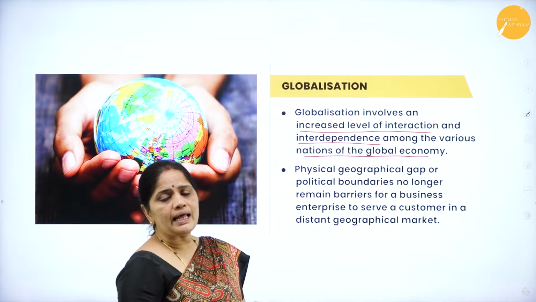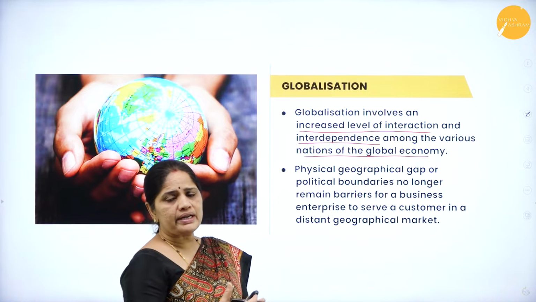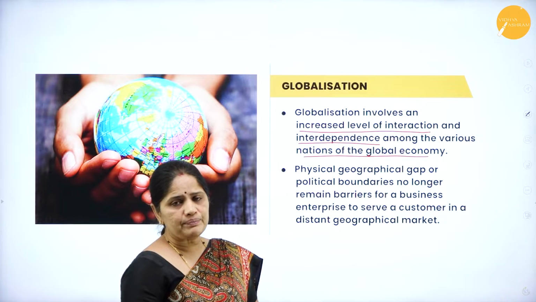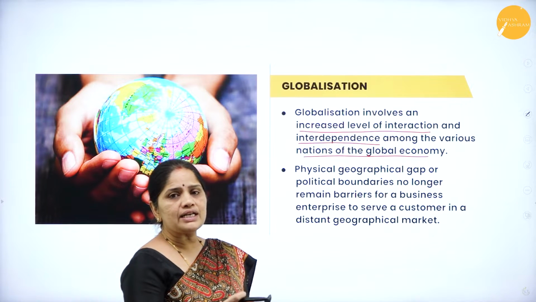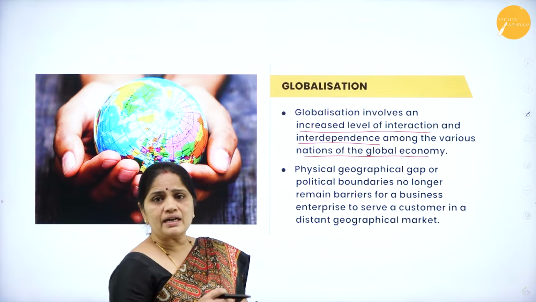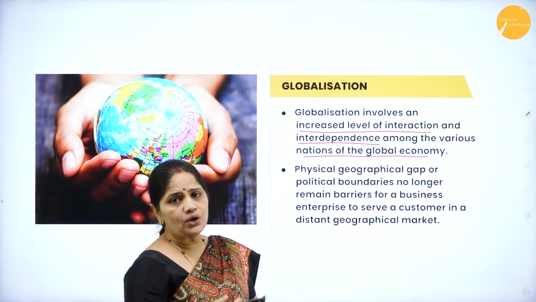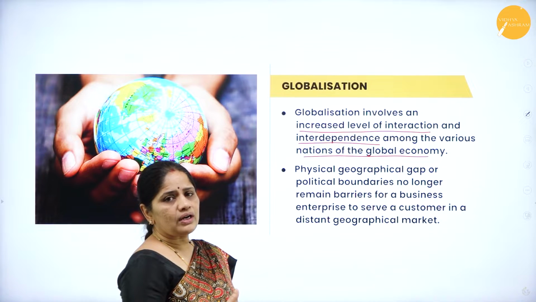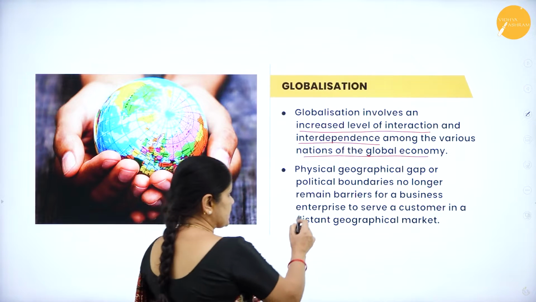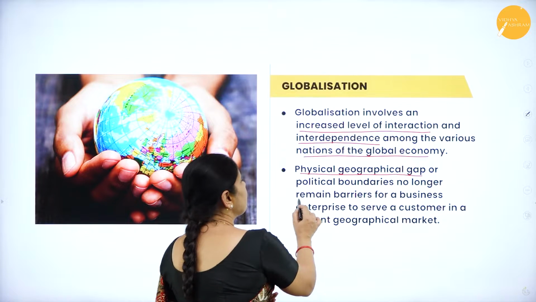So, through the help of globalization, we can see there is a lot of interaction and interdependence. Wherever there is a shortage of imports or raw materials or anything, some other nation should be able to easily provide it to the place where it is in deficiency. There is an interdependence among the various nations of the global economy. So, the global economy is interrelated and interconnected. Then, it also observes that physical geographical gap or political boundaries no longer remain barriers.